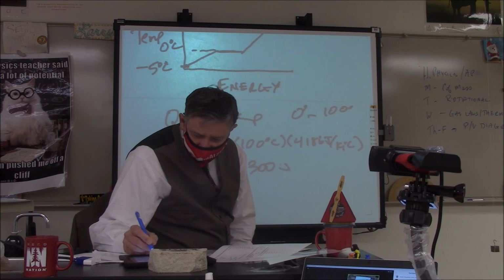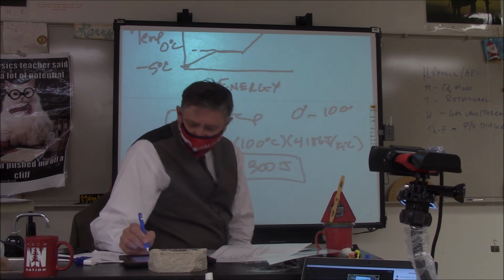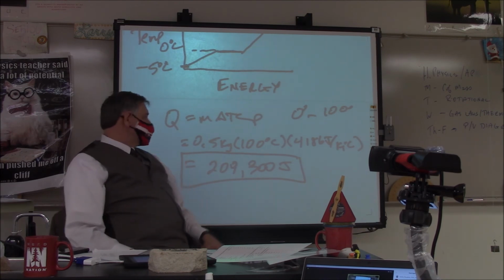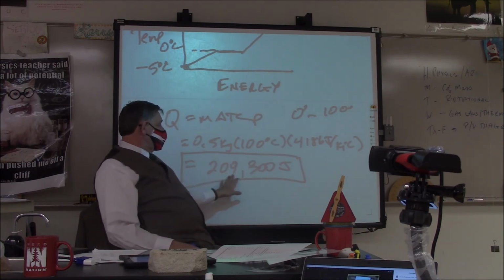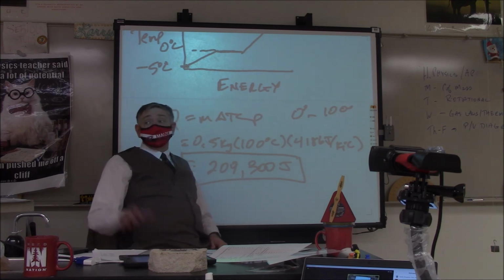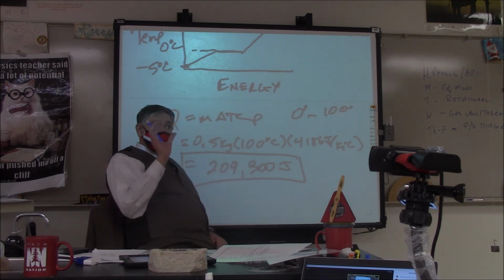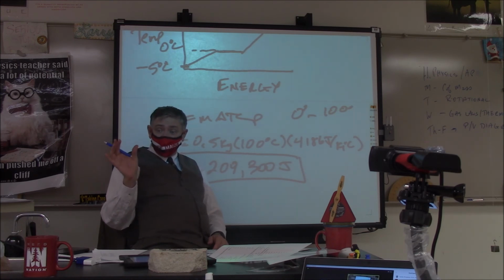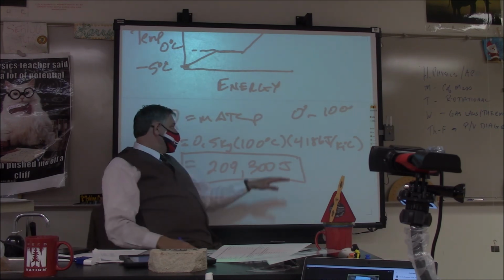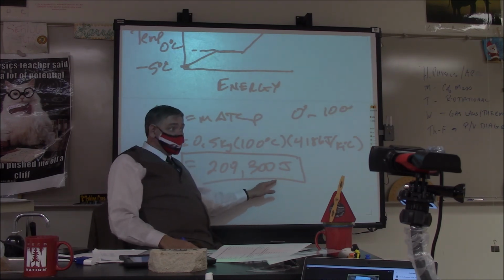209,300 joules. Okay? That's a lot of energy. This is like 10 to the 5th. That's a lot of energy that it's going to take to heat up. And again, this is only a half a kilogram of water. This isn't a huge amount of water. It's like 500 grams, like a pound of water. This is how much energy it's going to take to boil that water.